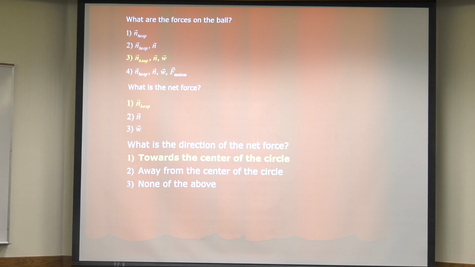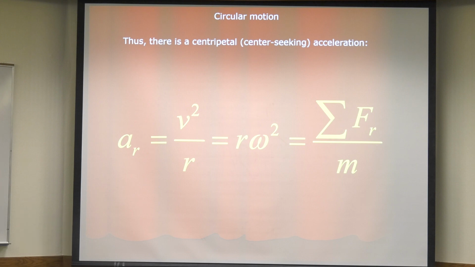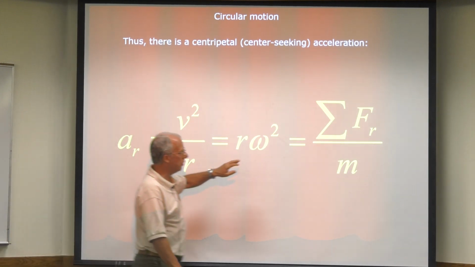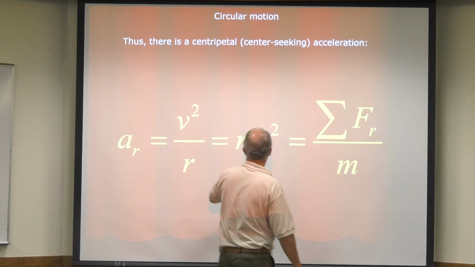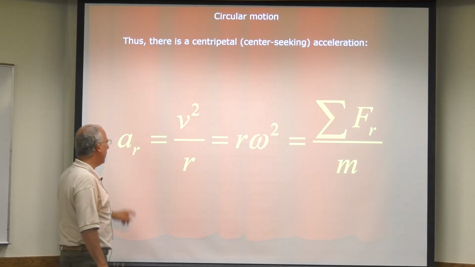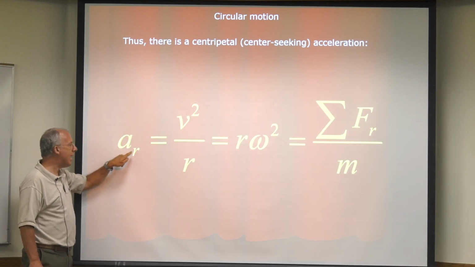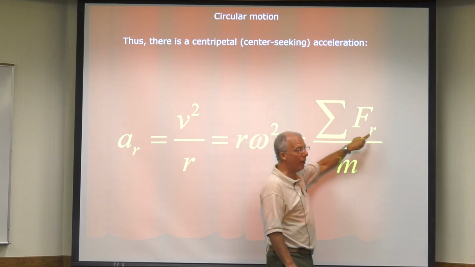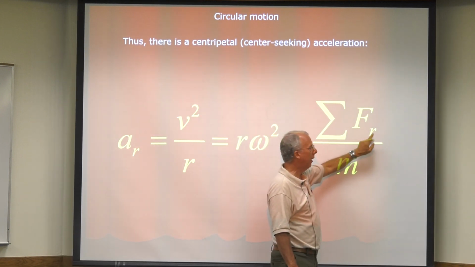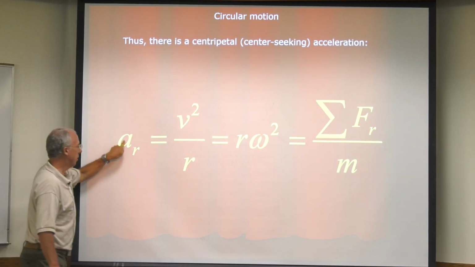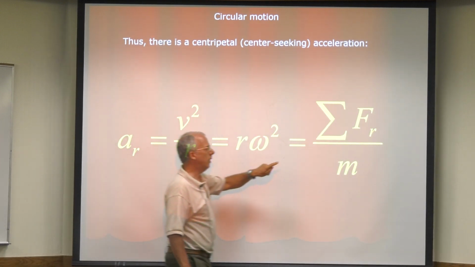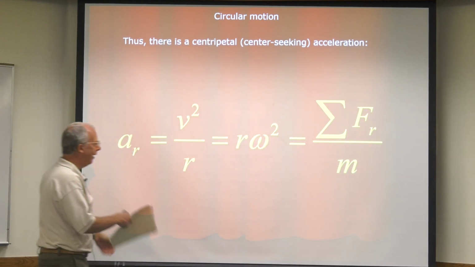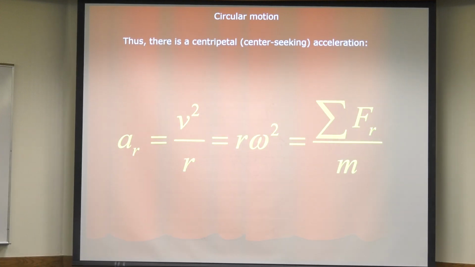F equals ma, or you can just say a equals F over m. So a equals the sum of the radial forces over m. And again, this is only the radial or centripetal acceleration. That's why all I care about here are the radial forces. I don't care about anything else. I'm just saying if there's a radial or centripetal acceleration, there have to be radial forces. And that's all I care about, radial forces. You'll see more about that later.